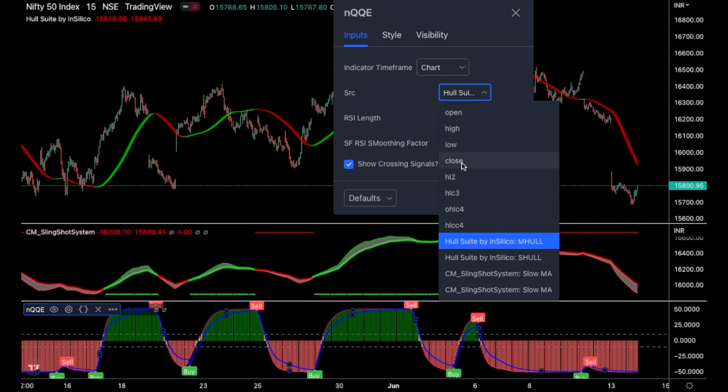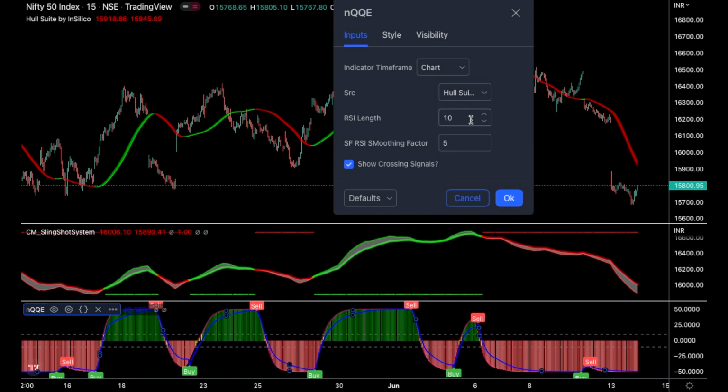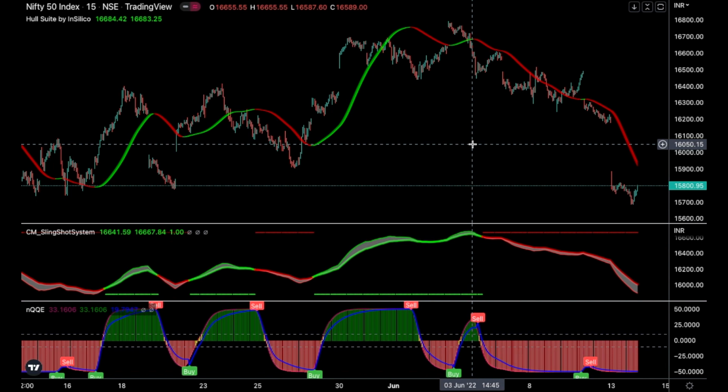However, if you want to go ahead and choose close as your source, you can do that and see if that strategy works for you. I am going with this option right here. The RSI length is 10 and the smoothing factor is 5. So these are the indicator values, the indicator details. I think I have made the strategy very clear.